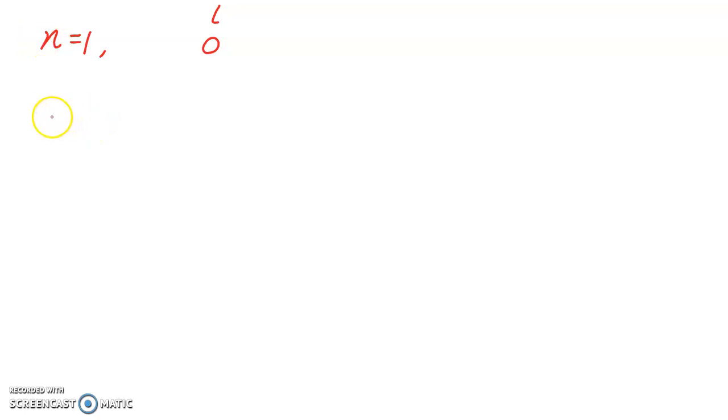So when n is equal to 2, what are the possible ones? L can be 0 or it can be 1. How do I know that? Because I start from 0 and I go all the way to n minus 1. If n is equal to 3, what are the possible L? It will be 0, 1, and 2. If n is equal to 4, what are the possible numbers? It will be 0, 1, 2, and 3.